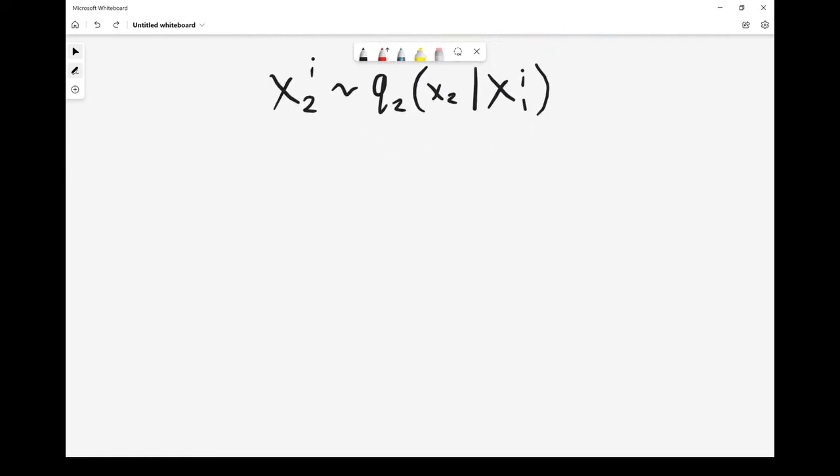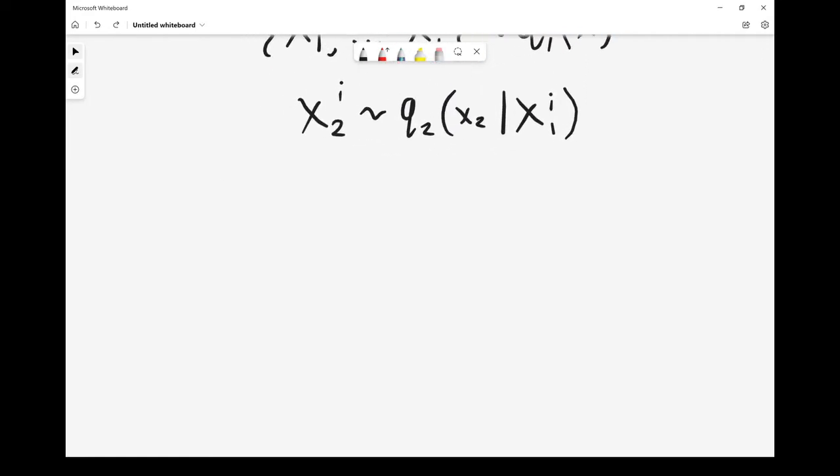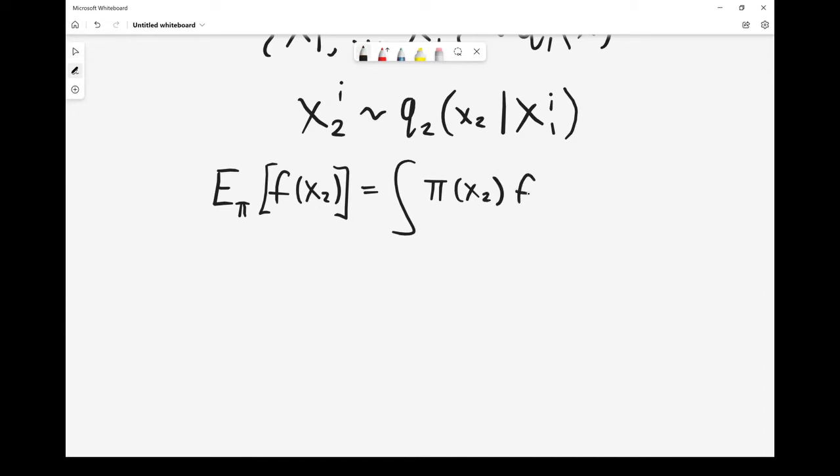So remember that the goal here is to estimate some expected value of some function for the target pi, which is equal to this integral of the target. So I'm going to use x2 here to be consistent, multiplied by f of x2. So we've got our second set of samples.